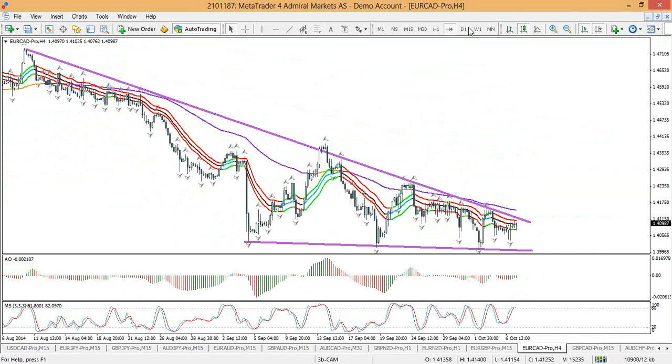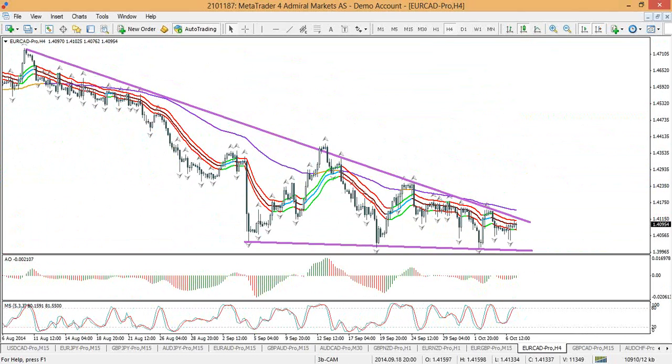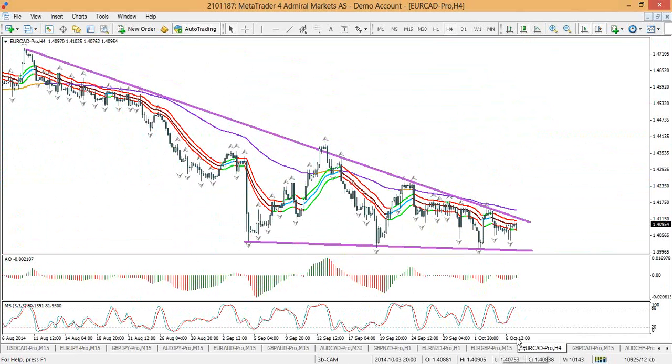because basically on the daily it is in a downtrend. As you can see, price is below the moving averages. 21 is below the 89. But if you look at the 4-hour chart, you see the top line at a pretty decent angle, but the bottom line at a very flat angle. So what does it look like? A falling wedge. So I would not trade the Euro CAD because of that.